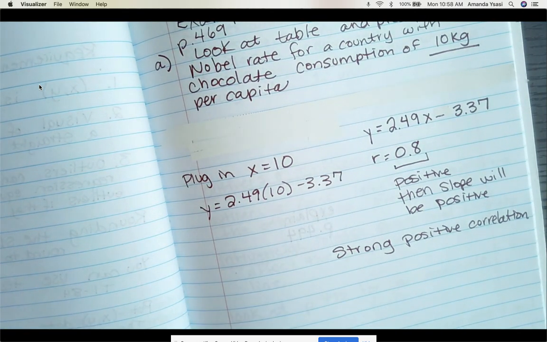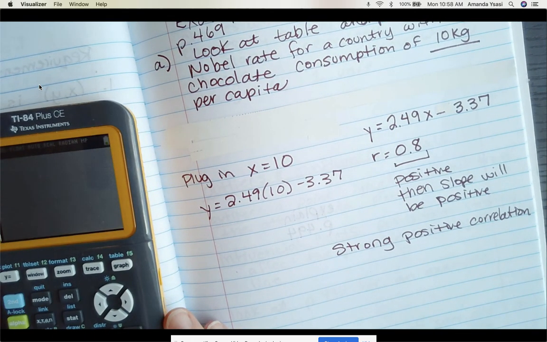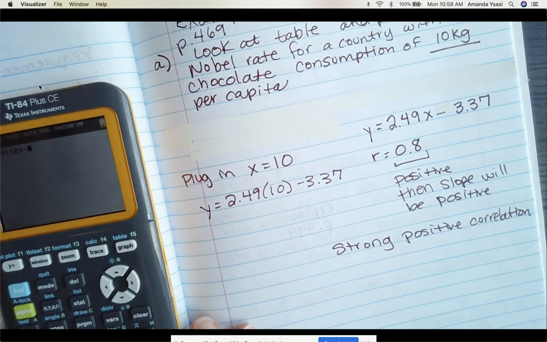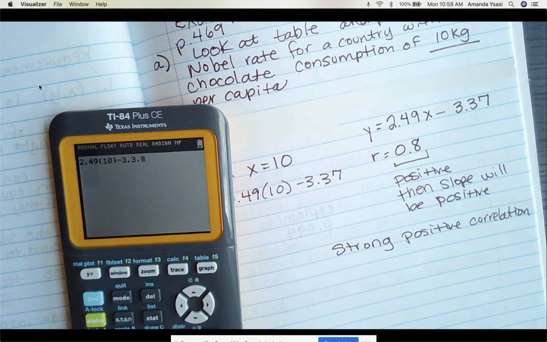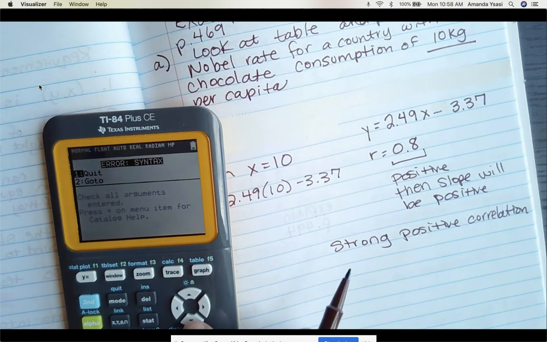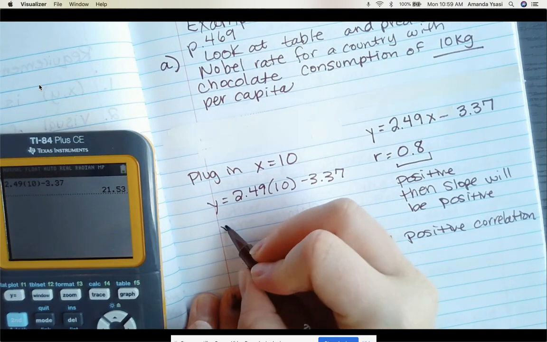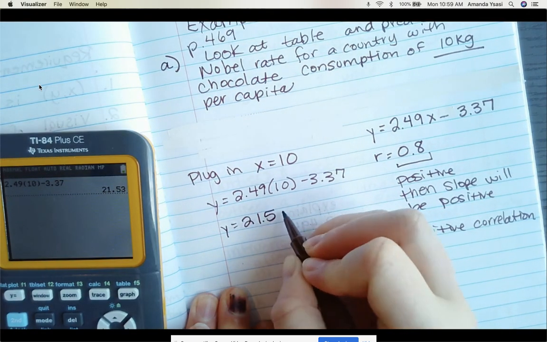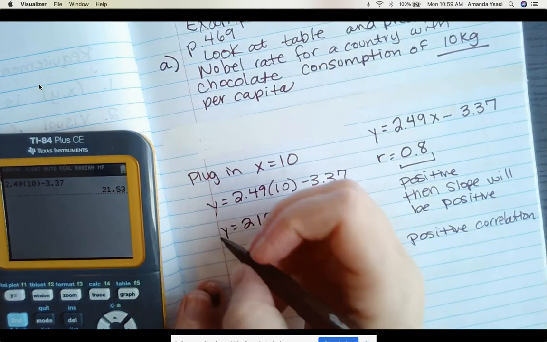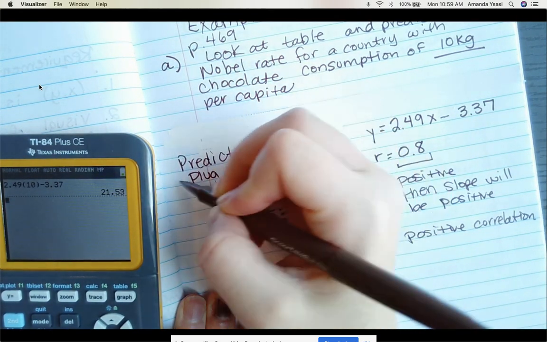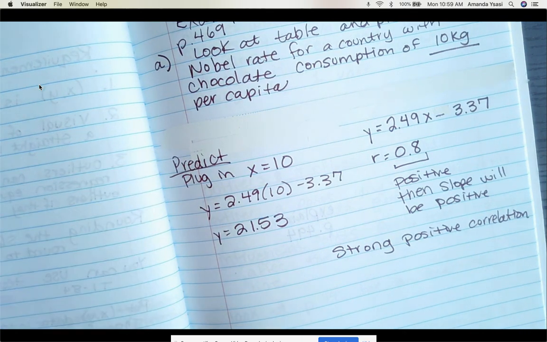So when we plug that in, 2.49 times 10 minus 3.37. Oh, whoops, I need to go to 3.37. There we go. And that is 21.53. So that is our prediction.